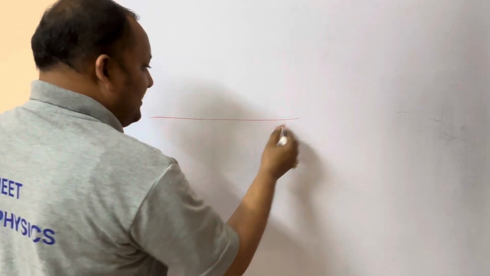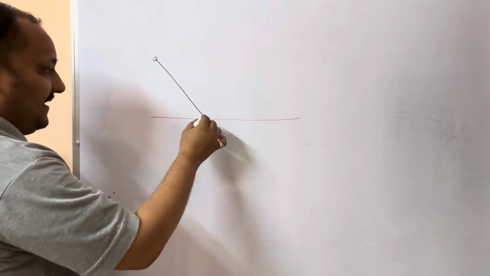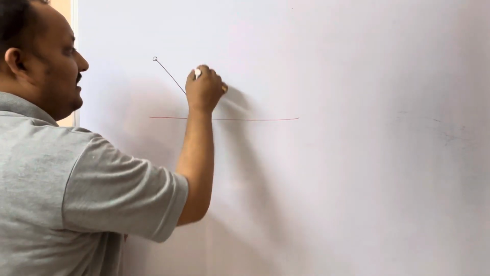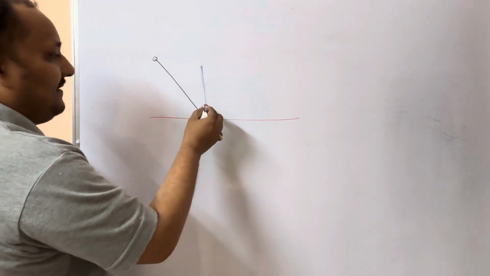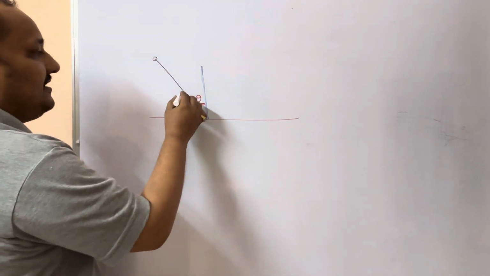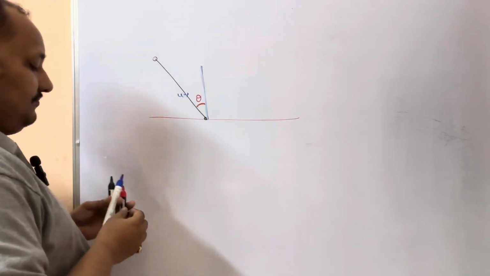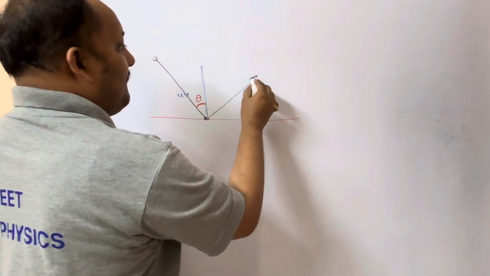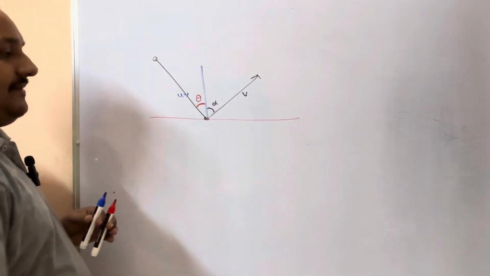In this class, we will see the coefficient of restitution during oblique collision. Whenever an object hits a surface making some angle with the normal, say theta, with initial velocity u, it rises with another angle alpha with velocity v.